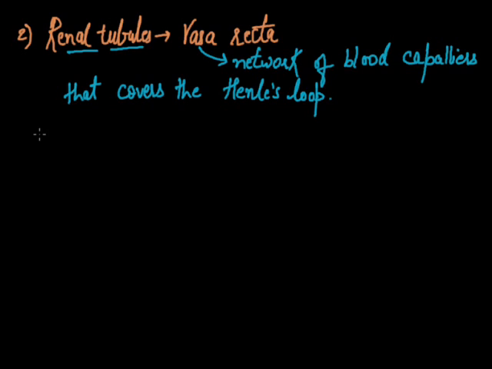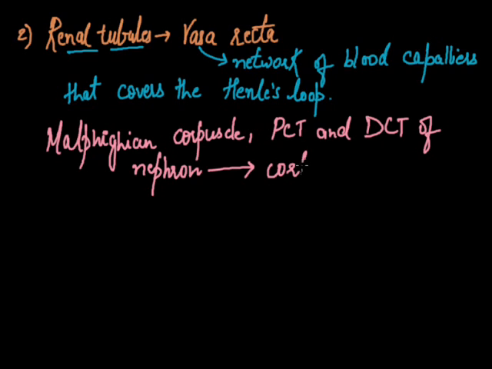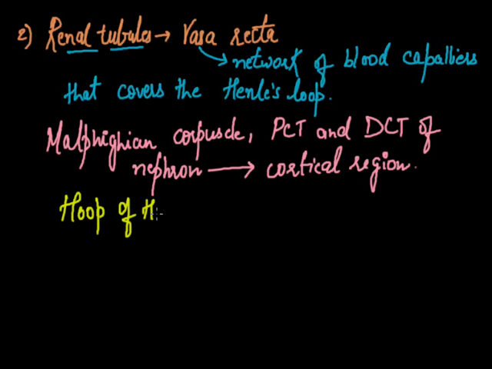In the renal tubules, we'll study the Malpighian corpuscles, the PCT, that is the proximal convoluted tubule, and the DCT of nephrons, which are situated in the cortical region, whereas the loop of Henle is present in the medullary region.